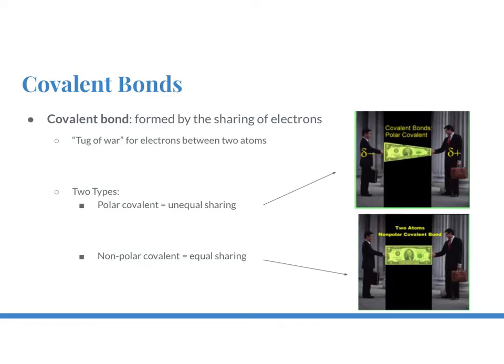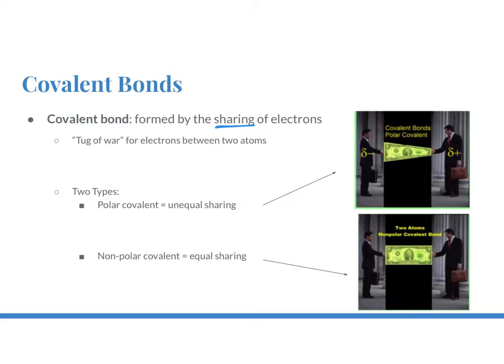So a covalent bond is formed by the sharing of electrons. Notice how this is very different from the ionic bonds that we talked about. Ionic bonds were when we were actually transferring an electron from one atom to another. That was going to form that ion that was going to hold the two atoms together by that electrostatic force.